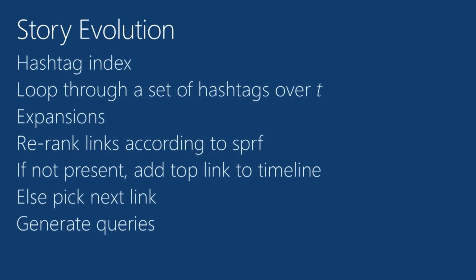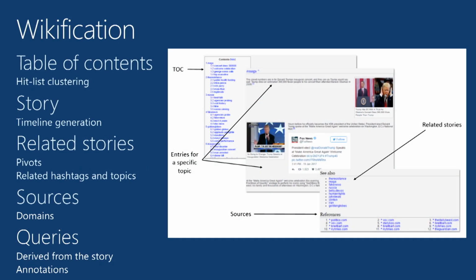Once we have this, the rest is building the story, and the story is traversing the hashtag index, looping through all these tables, re-ranking the links, and creating the story. And this is kind of the summary of the story. This is the story for the US elections. It looks like a Wikipedia page because it was derived using the same style as a Wikipedia page, but under the covers is all data coming from Twitter on top of the graph.